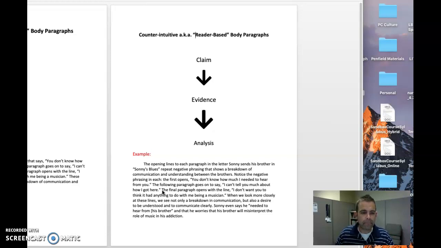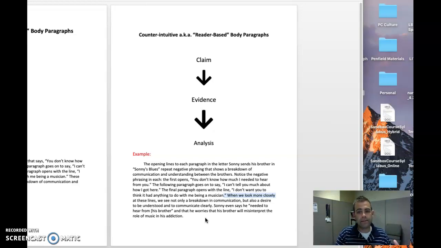Same holds true here. So what we've got here is, I want you to notice this line. When we look more closely at these lines, feel free to use this, especially in rough drafts. Use lines like when we look more closely, when we dig more deeply, when we break it down more, when we examine it more thoroughly. Whatever you want to say, guide your attention back to the evidence. When we look at these lines, we see not only a breakdown in communication, but also a desire to be understood and communicate more clearly. Sonny even says he needed to hear from his brother and that he worries his brother will misinterpret the role of music in addiction. So these are both pieces of evidence that when we look more closely, speak to those next layers. So be looking at that evidence.